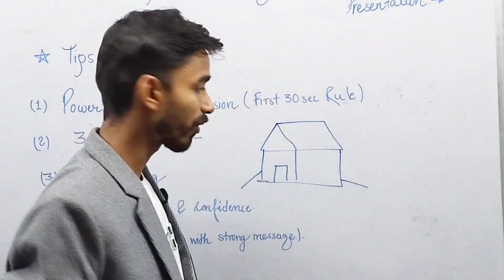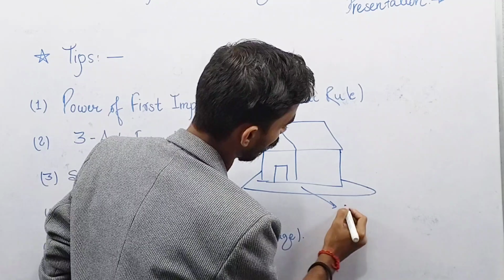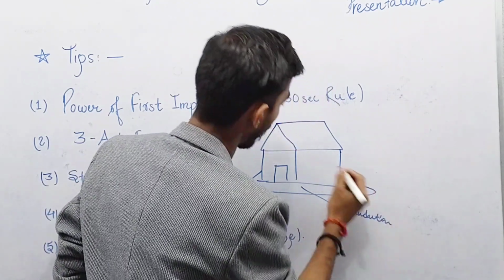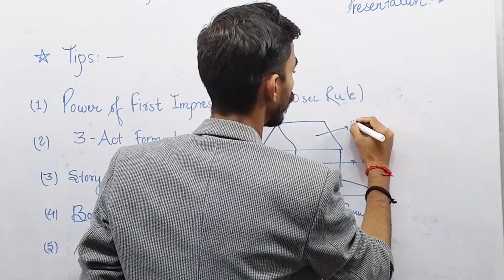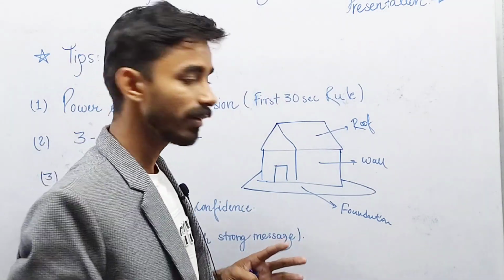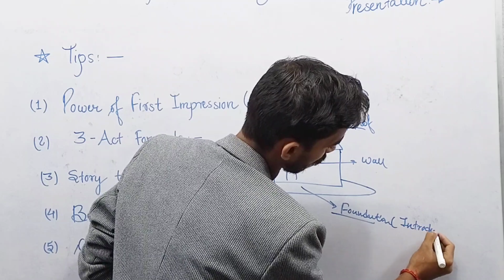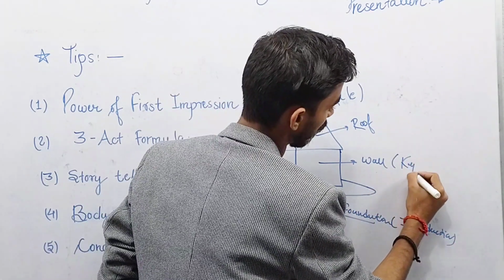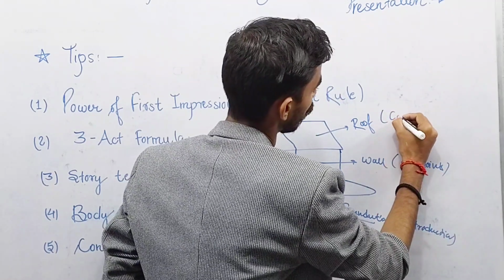Don't judge me because of my drawing. So suppose your presentation is a house and this is your foundation. This is the foundation of the house, and this is the wall. And the upper part is the roof. So in a presentation, the introduction is the foundation, the wall is the key points, and the roof is the conclusion.